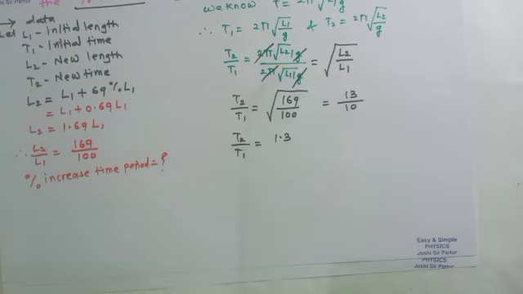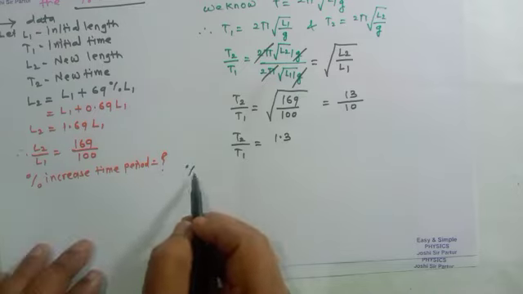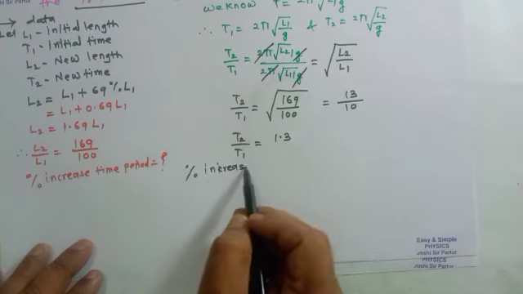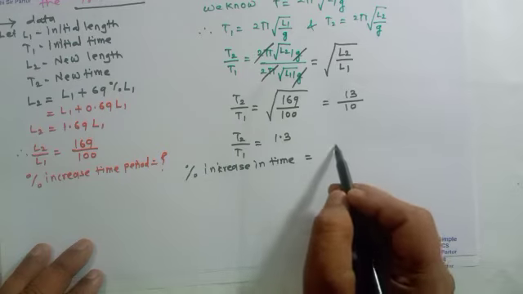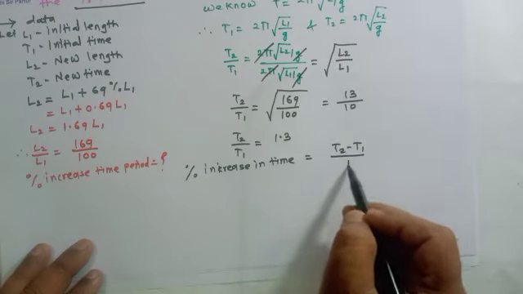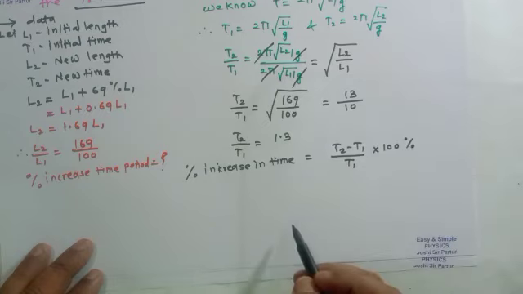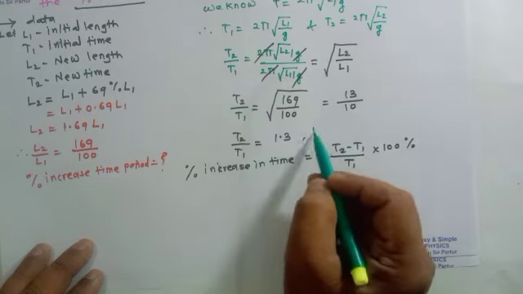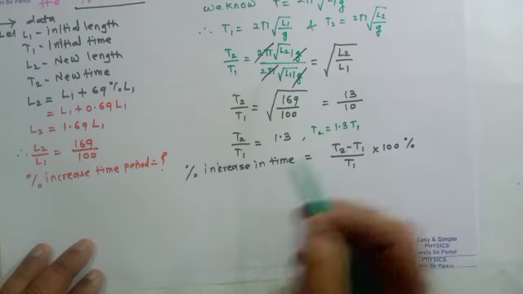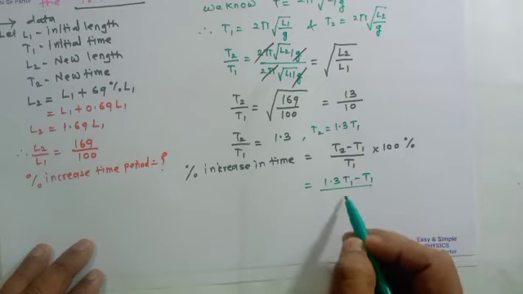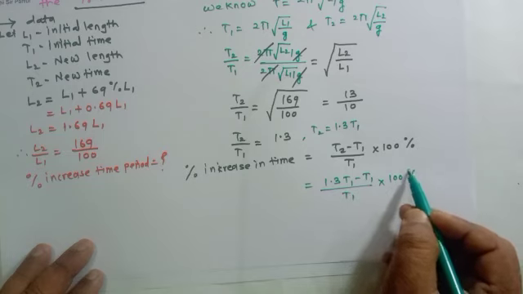Percentage increase in time will be T2 minus T1 upon T1 multiplied by 100 percent. So substituting the value, T2 will be 1.3 T1. So we can write 1.3 T1 minus T1 upon T1 multiplied by 100 percent.